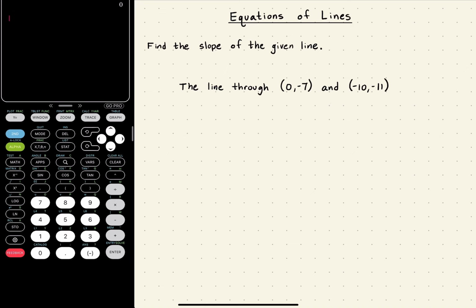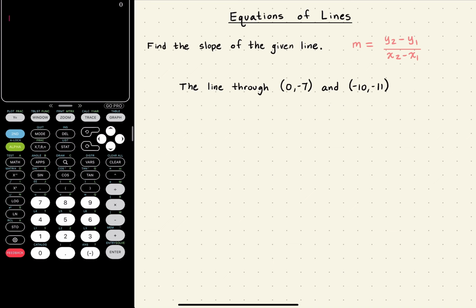So the slope formula for calculating slope between 2 points is as follows. Slope equals y2 minus y1 over, or divided by, x2 minus x1. And that's all we need to solve this problem.